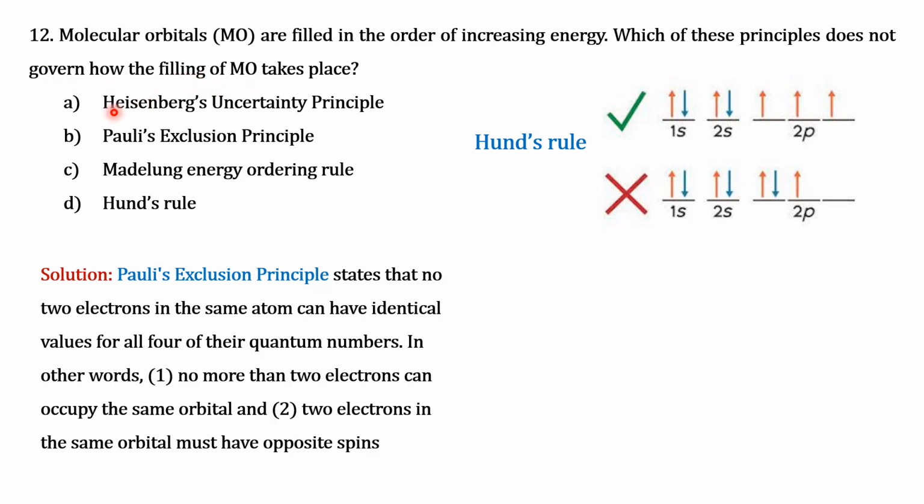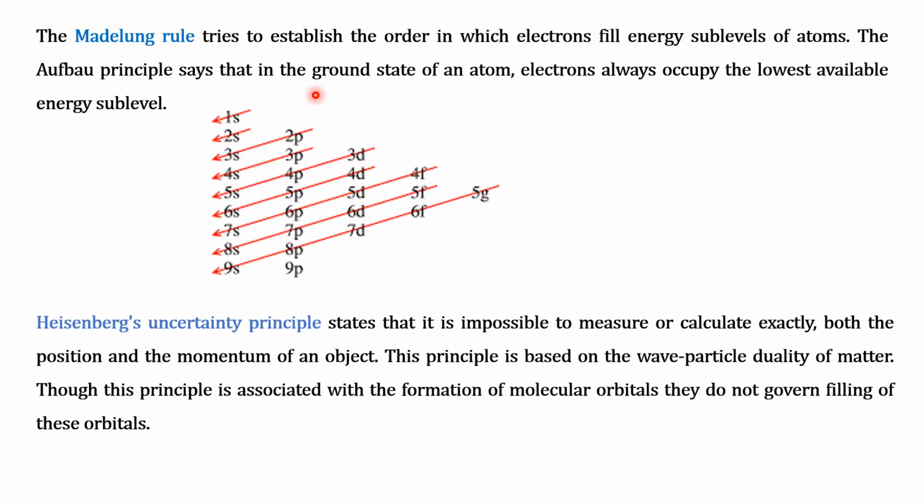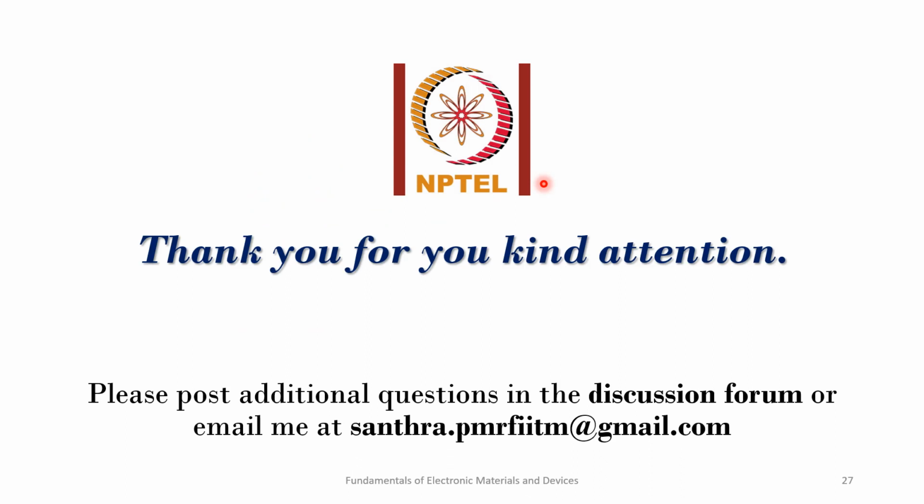If they were asking about the formation of molecular orbitals, then the Heisenberg uncertainty principle would have been an answer. Here they are not concerned about formation, they are concerned only about filling. So when we are talking about filling, the only three rules that matter are Pauli's exclusion principle, the Madelung energy ordering rule, and Hund's rule. Therefore, the principle that does not govern here is the Heisenberg uncertainty principle. Though this principle is associated with the formation of molecular orbitals, it does not govern the filling of these orbitals.